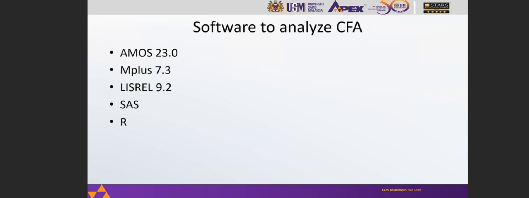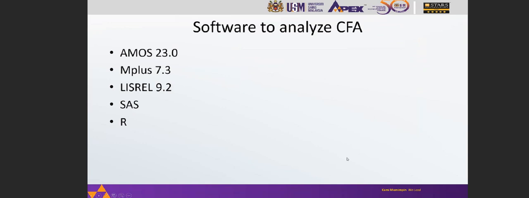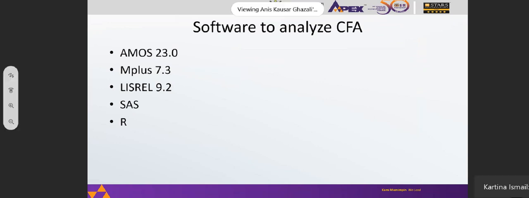CFA, and mostly you can use Mplus, SAS, and R. I'm not familiar with Mplus, but I'm an R user, so if you have a problem, you can ask me. If you want to try to do CFA, I can help you using R, not Mplus. Okay. Are you using R software for analysis? No, just SPSS.